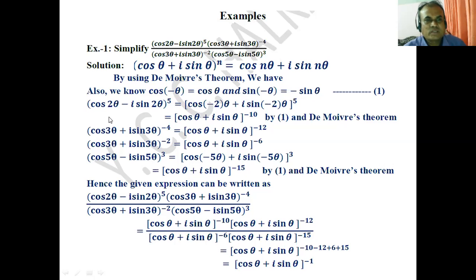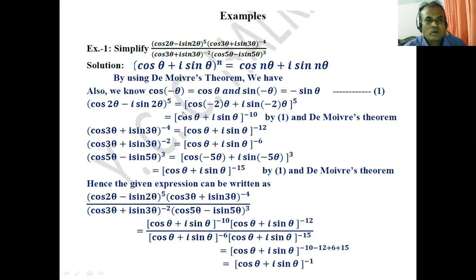So the first factor is (cos 2 theta minus i sine 2 theta) raised to 5, which is equal to, using the trigonometric formula first, (cos of minus 2 theta plus i sine of minus 2 theta) raised to 5. Now we use the De Moivre's theorem statement here. So we start from this, we get this. Here we put 5 multiplied, n is 5.